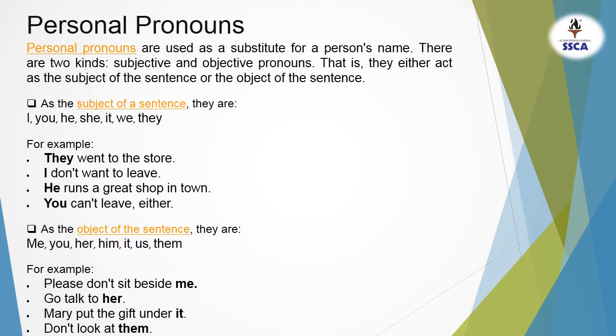Now let's talk about objective personal pronouns. They are me, you, her, him, it, us, or them. For example, please don't sit beside me. Go talk to her. Mary put the gift under it. Don't look at them. Here, me, her, it, and them are working as the objective personal pronouns of the sentence.